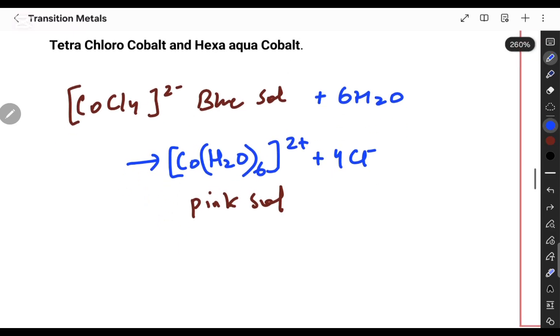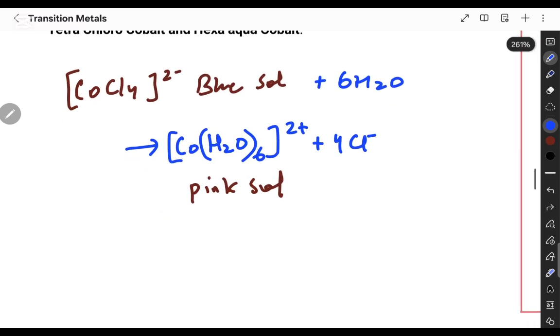And this reaction can go the other way around. If you have hexa aqua cobalt and you add concentrated HCl to it, something that has Cl minus in it, so HCl would be good.